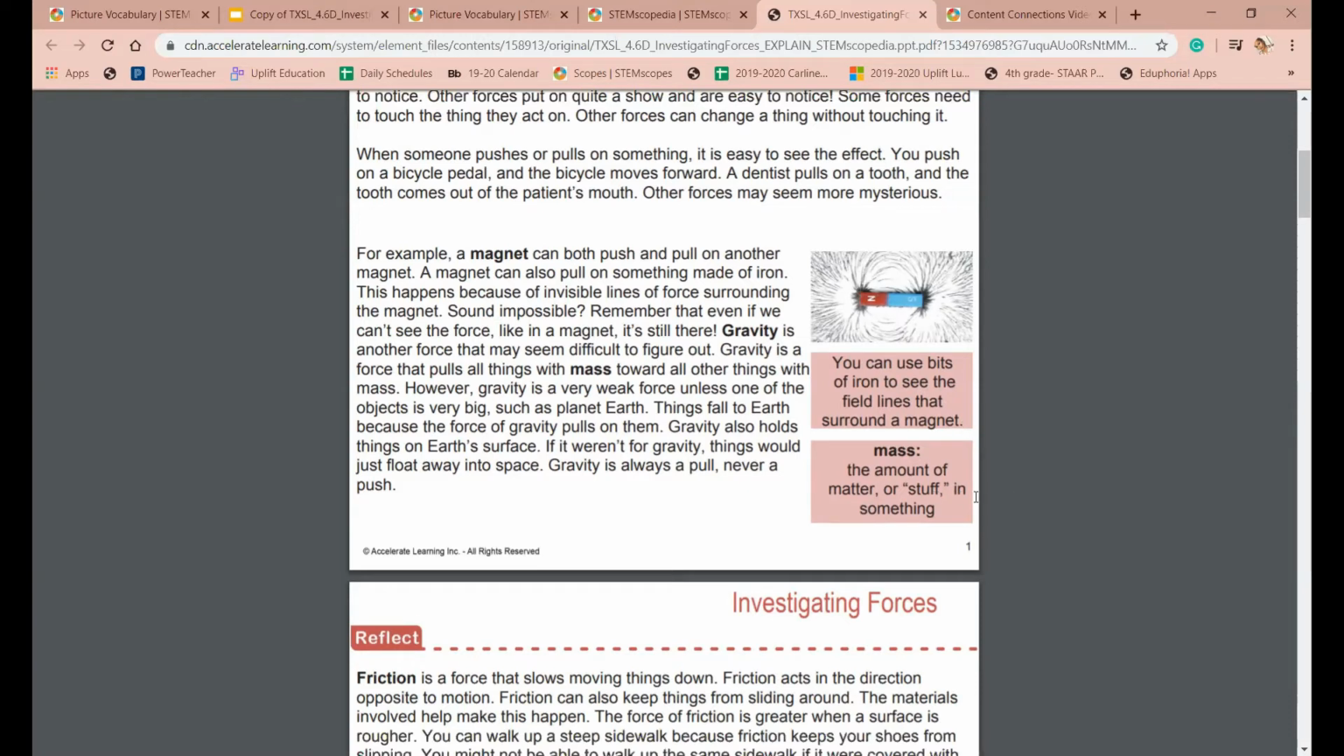If you need a reminder on what mass is, it's the amount of matter or stuff in something. So that is what the article is referring to over here when it says gravity is a force that pulls all things with mass. So all things that contain matter or something. Okay.